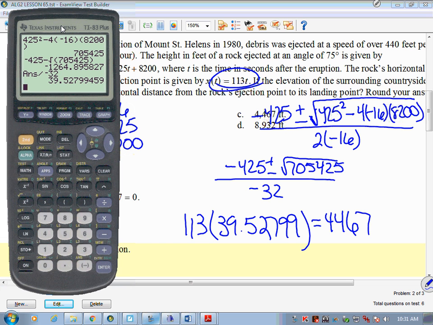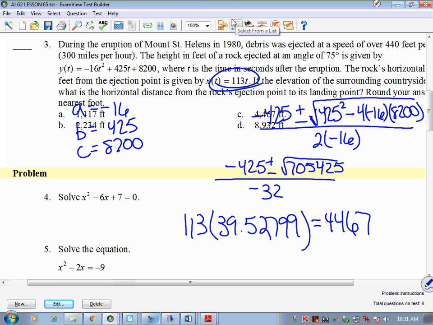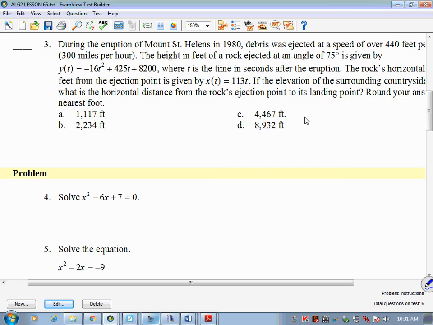All right, so I believe we get C as an answer, correct? Now, if you're asking what would happen if we took negative 425 plus the square root, we would have wound up with a positive answer. We would have divided by negative 32 and wound up with negative 12.9 seconds. Could we have launched a rock in negative 12.9 seconds? No, we wouldn't have gotten a reasonable answer. Do we understand how we came to this answer? If you need to, go back and watch the video, slow it down, take it step by step.